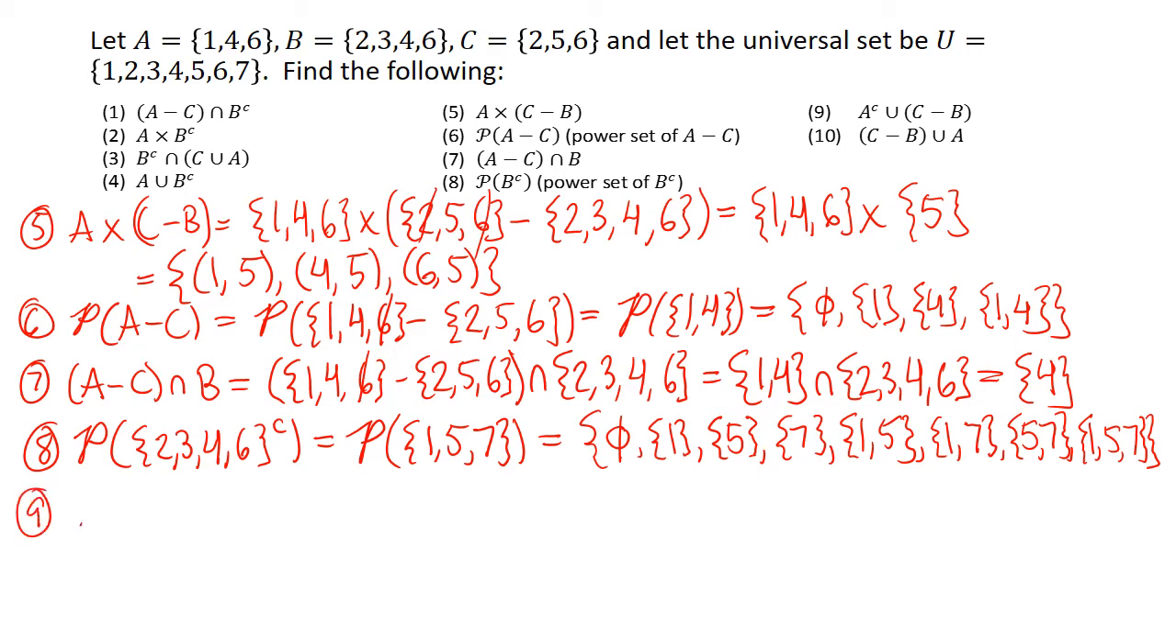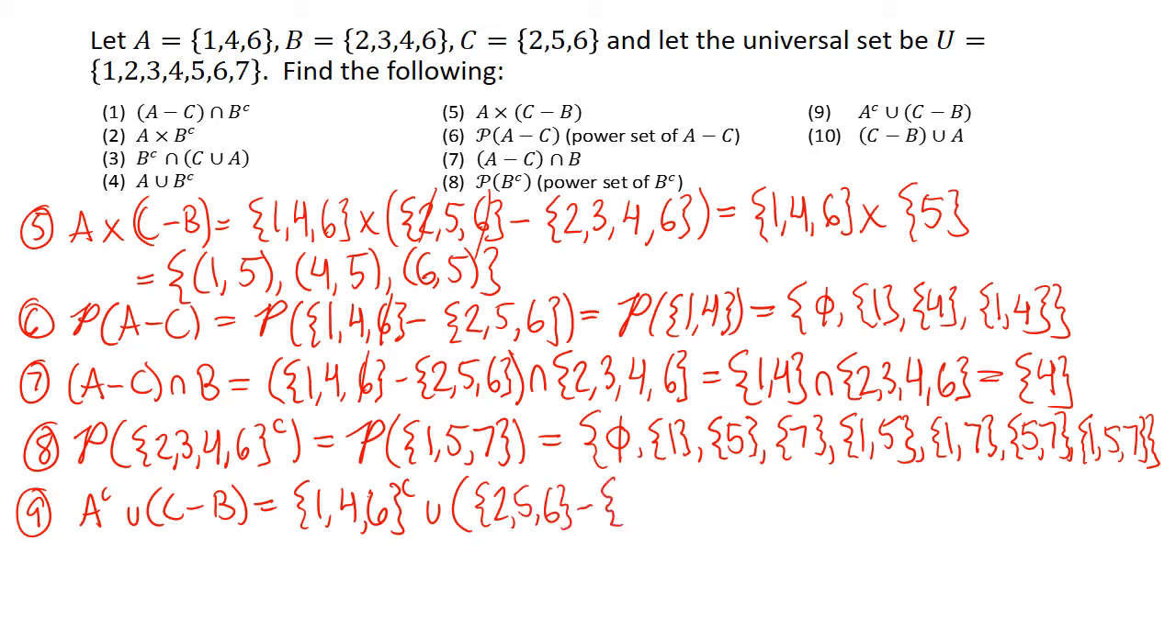All right, number 9. So number 9, A complement union C minus B. So I'll just fill in all my little pieces and parts. A is {1, 4, 6}, C is {2, 5, 6}, and B is {2, 3, 4, 6}.